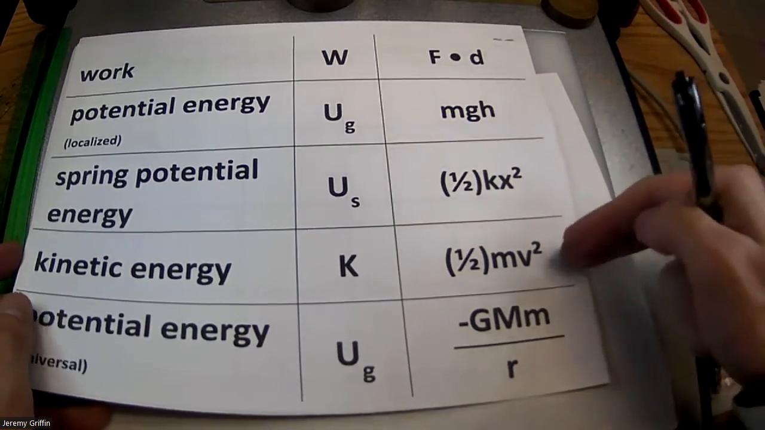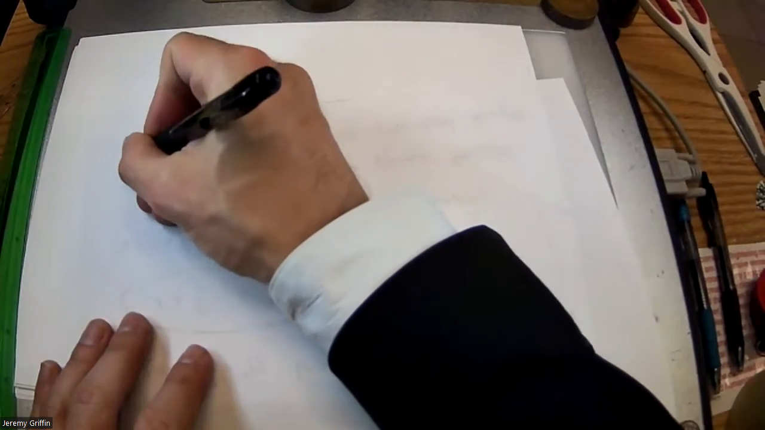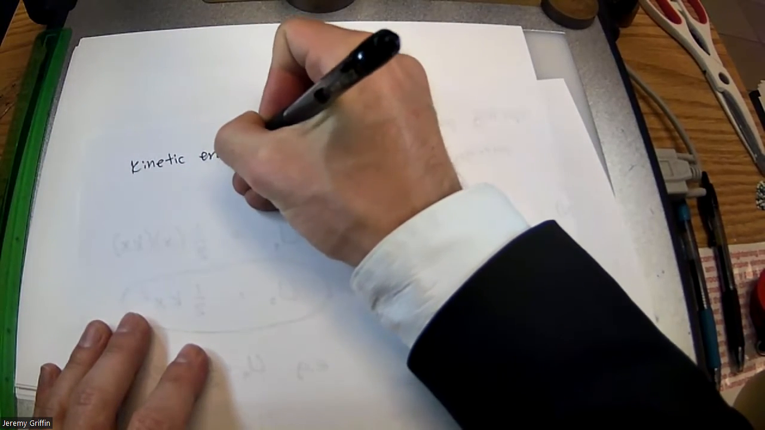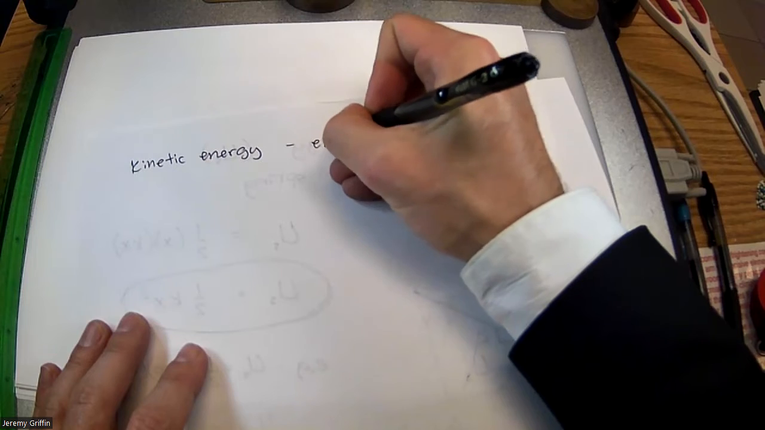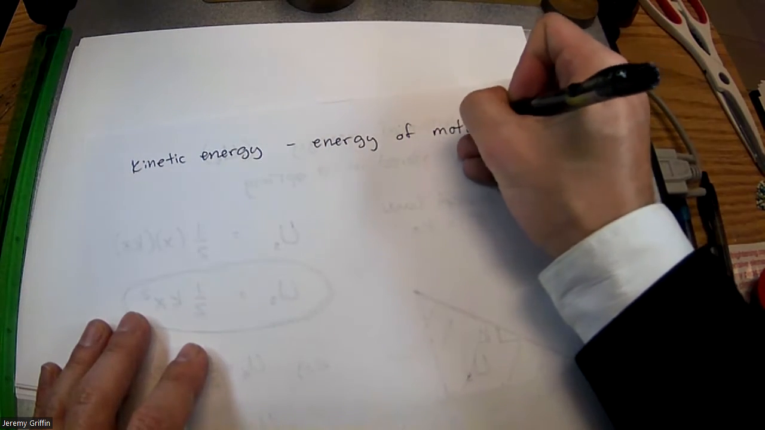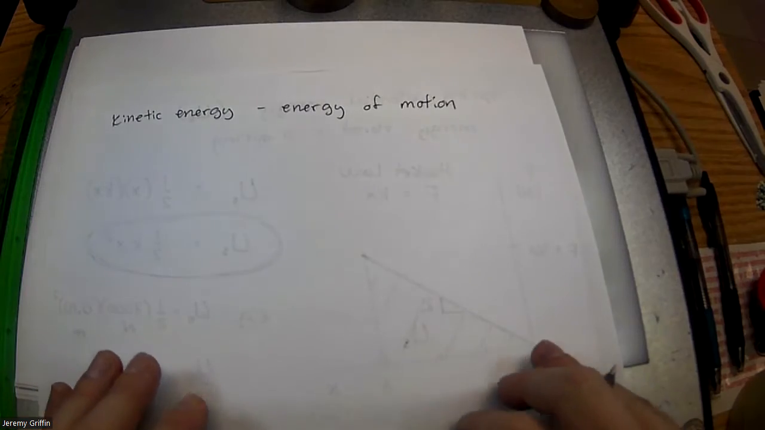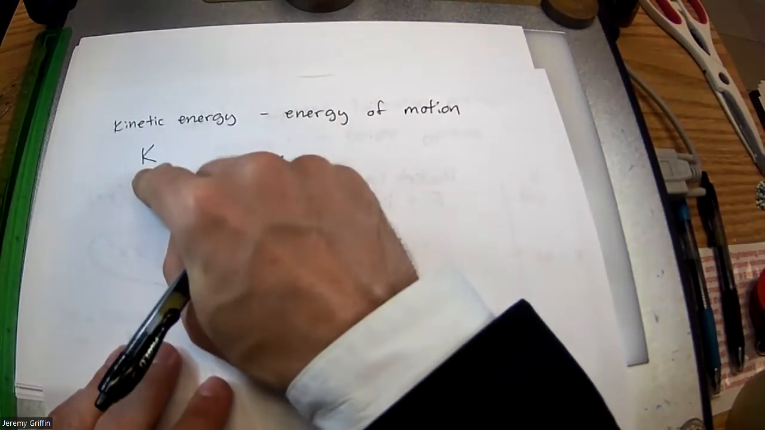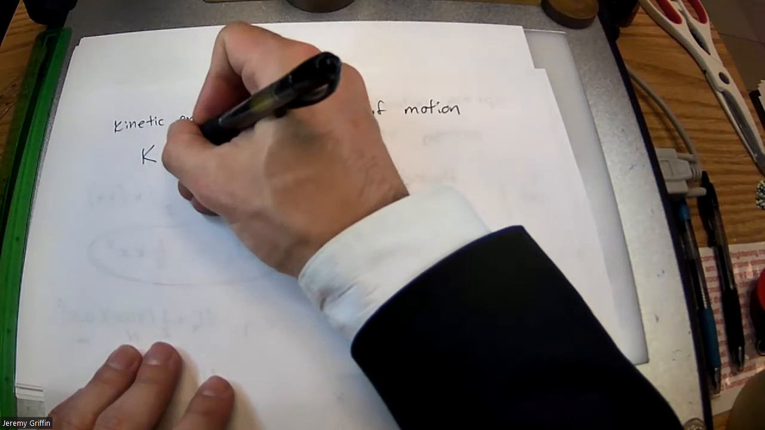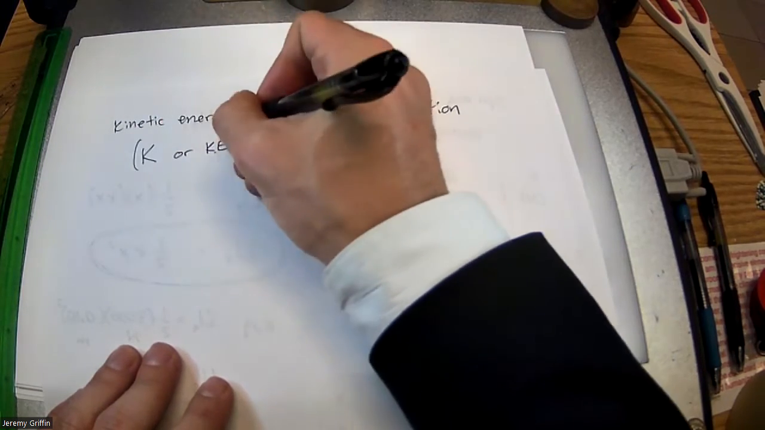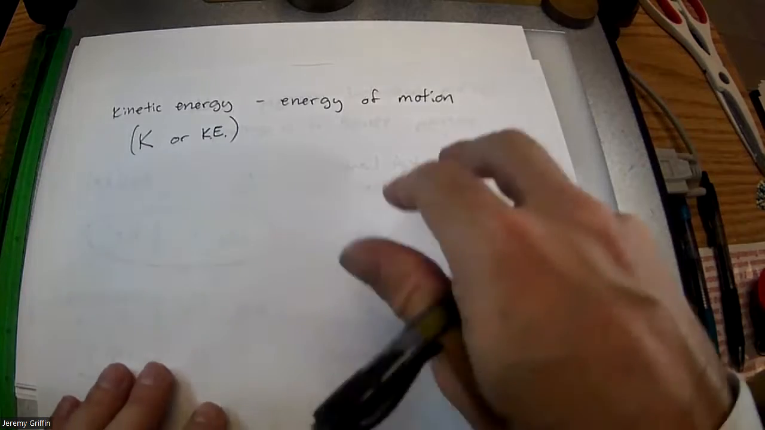So here's our last building block, kinetic energy. This is your energy of motion. So if something has a speed, a velocity, capital K I've been using for kinetic energy. If you see some of my old materials, you might see KE. I think Paul Hewitt also uses KE. So you might see that.